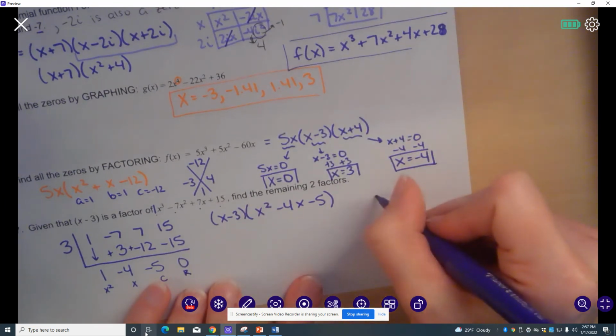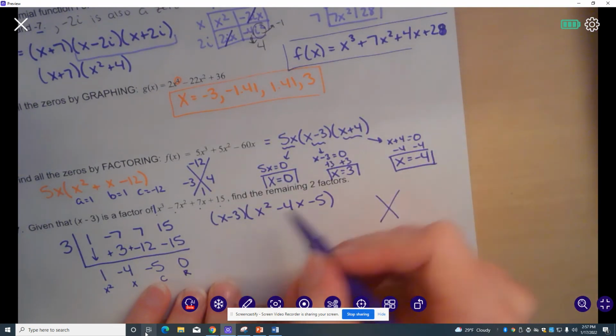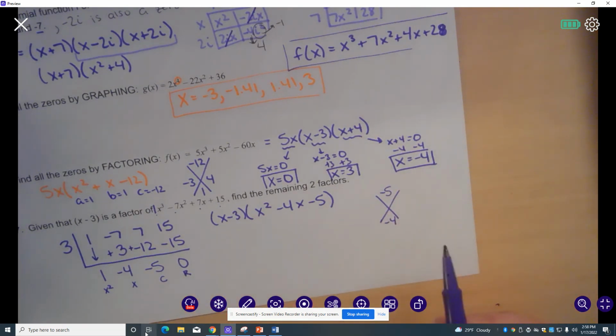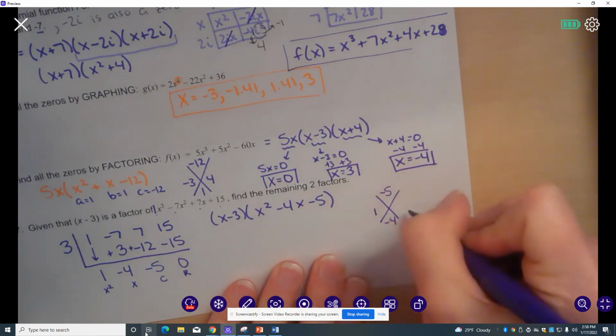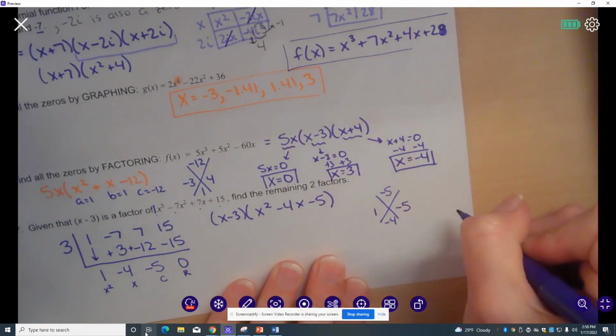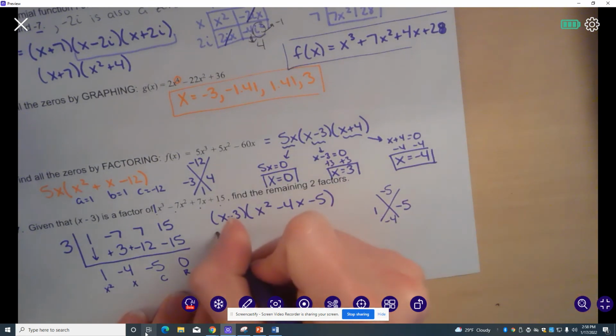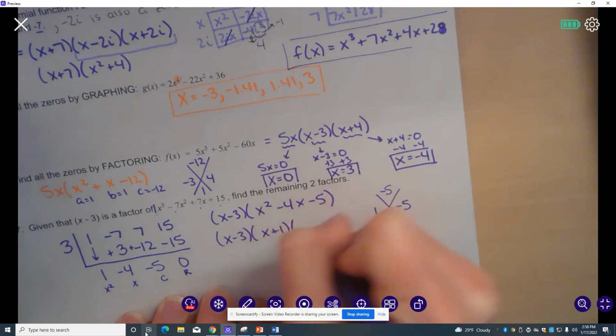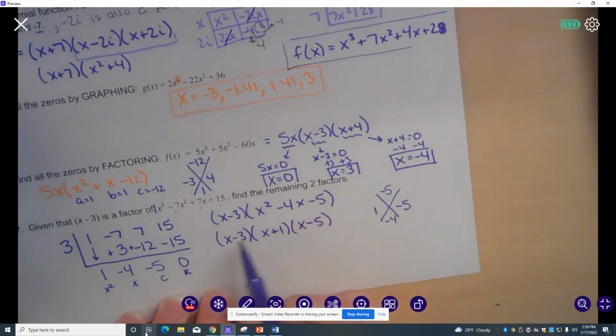So this is a setup for Xbox method. So I have negative 5 in the top and negative 4 here. 2 numbers that multiply to get negative 5 and add to get negative 4 are positive 1 and negative 5. And so to write my final factored form, I have x minus 3 times x plus 1 times x minus 5. And so this is my full factored form. Those were my other 2 factors.